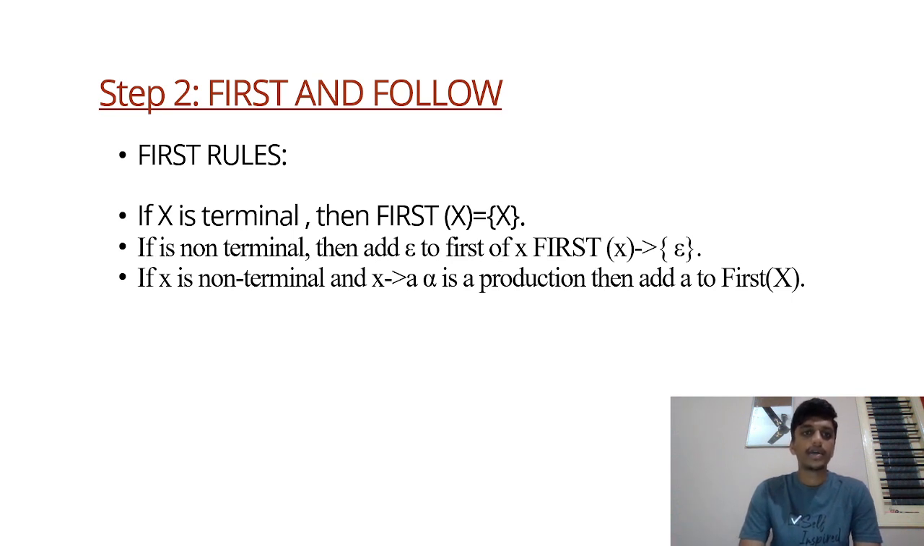Rules for first. If x is a terminal, then first of x is x itself. If x is a non-terminal, then add epsilon to first of x, that is, first of x tends to epsilon. If x is a non-terminal and x tends to A is a production, then add A to first of x.